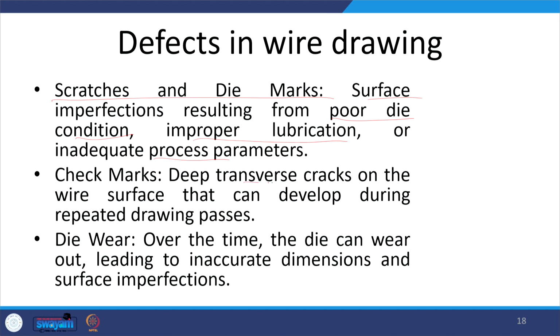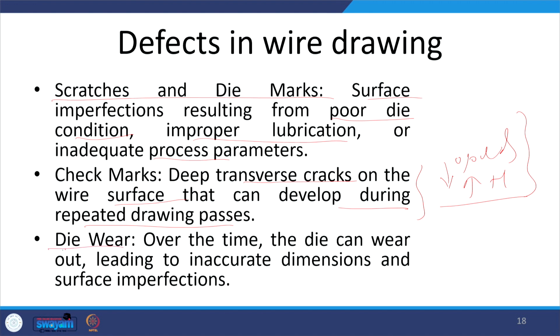Check marks are basically deep transverse cracks on the wire surface, that can develop during repeated wire drawing. So, this is attributed to the reduction in percentage elongation and increased hardness. When the material loses its ability to get further elongated, it starts cracking.